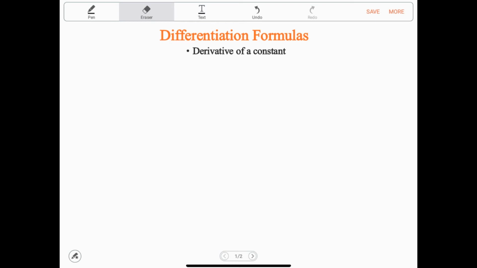So in this video, we're going to tackle the different differentiation formulas. By the way, there are 9 differentiation formulas, starting off with the derivative of a constant. If f of x is equal to c, and c is a constant number, therefore f of x prime is equal to 0.